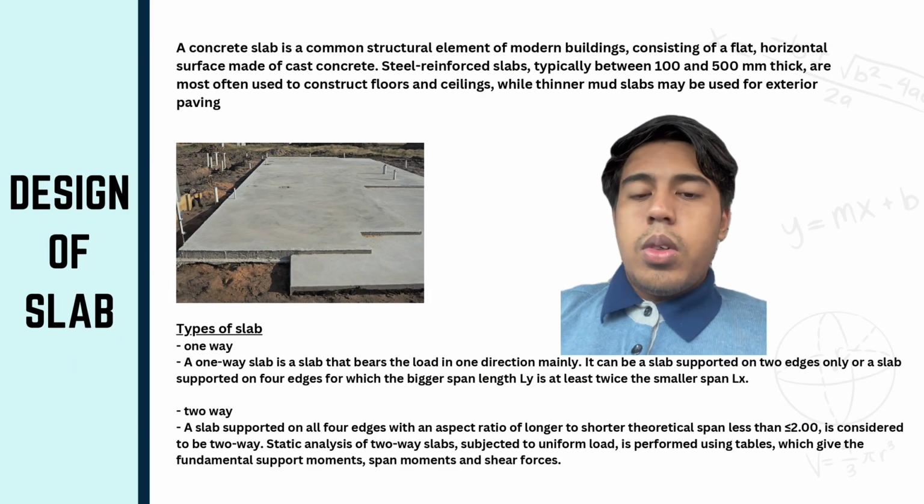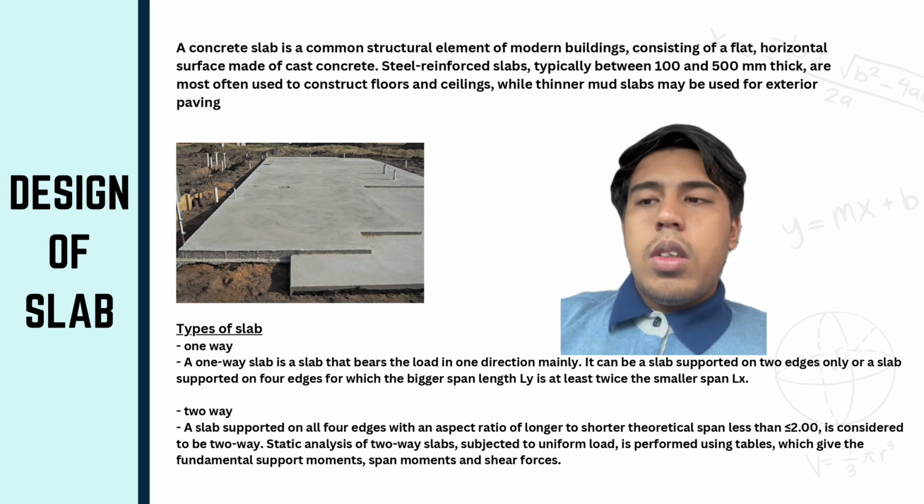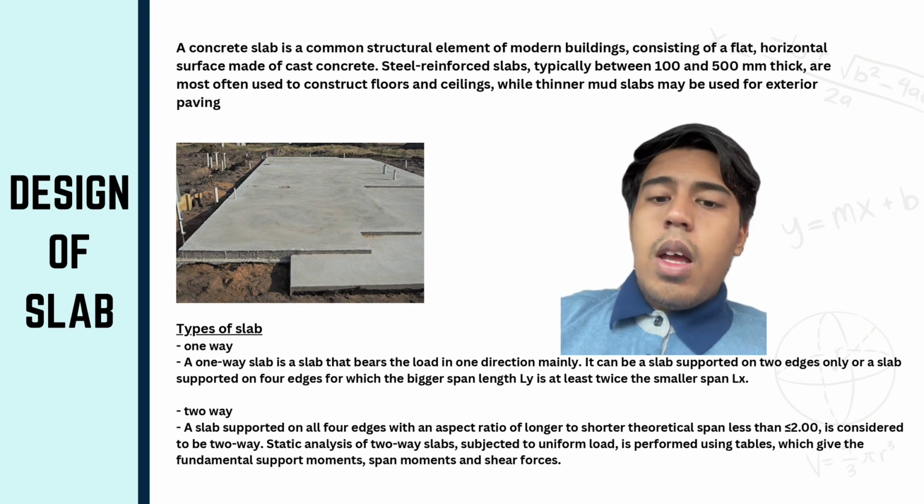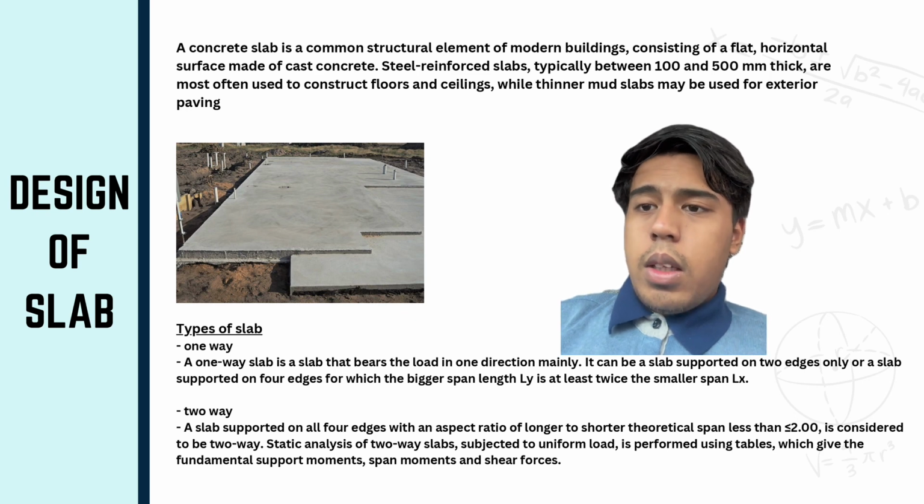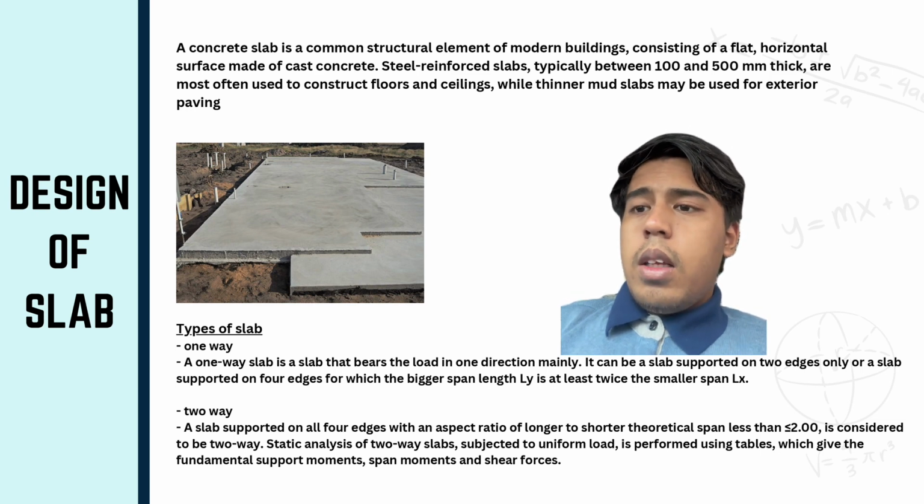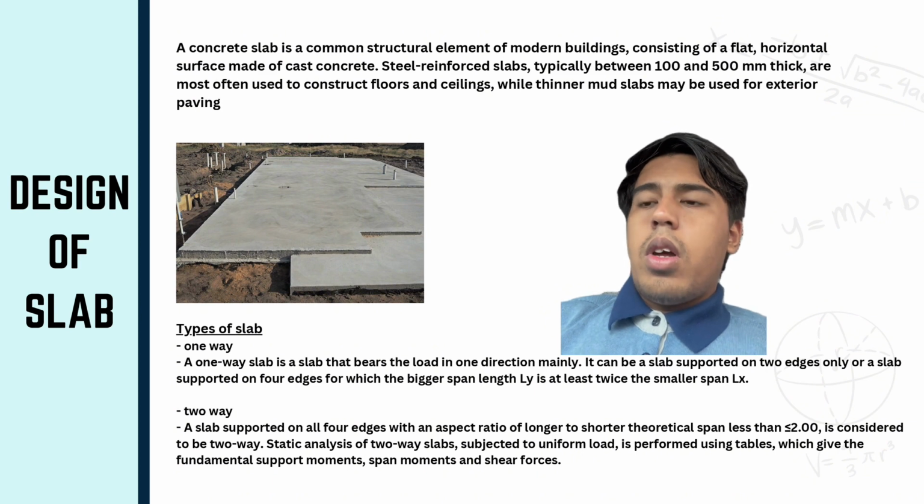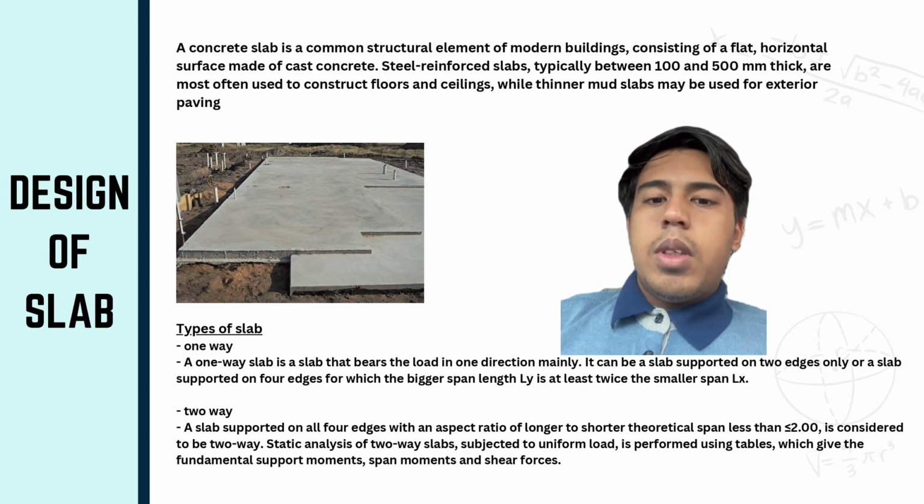Next, we move on to design of slab. What is a slab? A concrete slab is a common structural element of modern buildings, consisting of a flat, horizontal surface made of cast concrete, steel reinforced slab, typically between 100 and 300 mm thick, most often used to construct floors and ceiling, while thinner mud slab may be used for exterior paving. And this is the photo of slab.